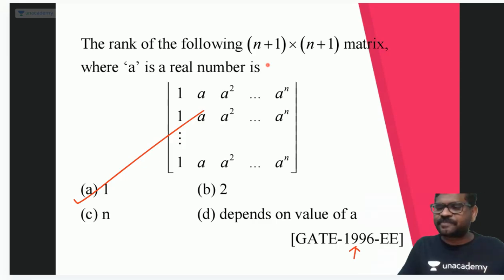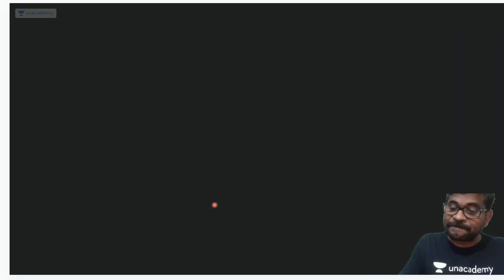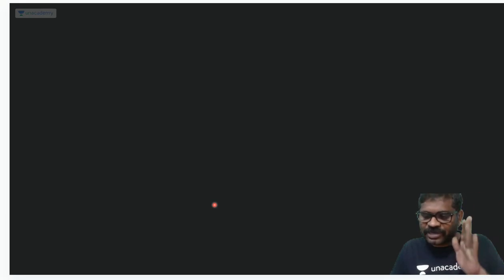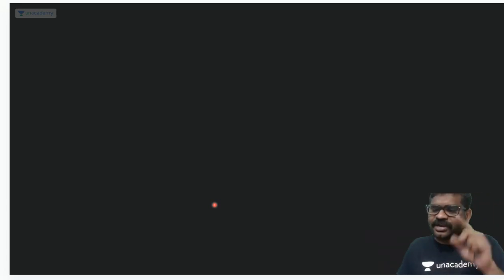Next property. Mahendra Yadav, I already clarified. If two rows are identical, rank is less than its order. That property is different. This property is different. Don't get confused. Don't confuse others. If two rows are identical, determinant is 0. If determinant is 0, rank is less than its order. If all the rows are identical, rank is 1.